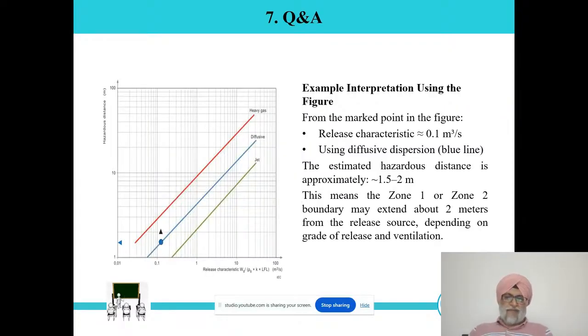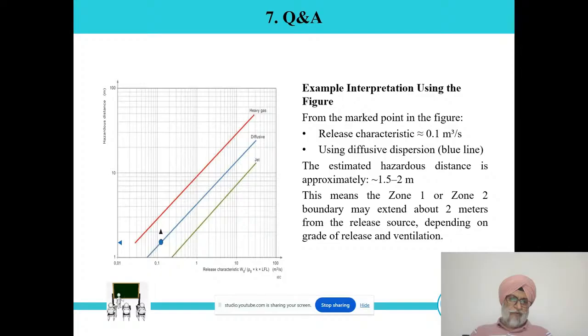Now, an example interpretation using the figure. We have to use this figure to finally decide the hazardous distance or radius. From the marked point in the figure, the release characteristic is 0.1 meter per second. We use the diffusive dispersion blue line, because we have to see whether the gas is heavy, diffusive or jet, and accordingly select the line. That comes from our step calculation, which is explained in the webinar. So suppose it is a diffusive gas.